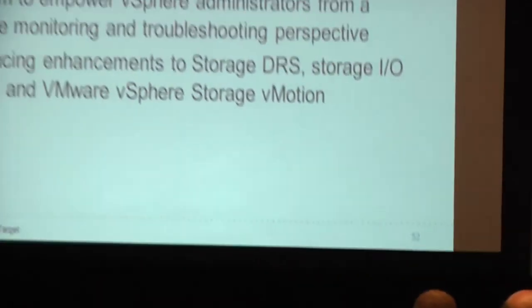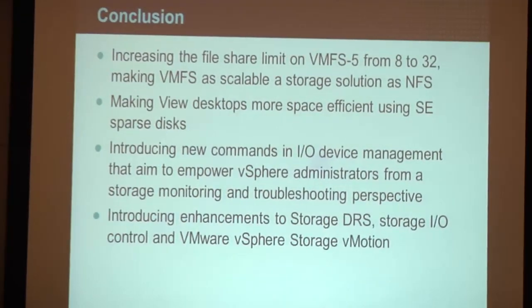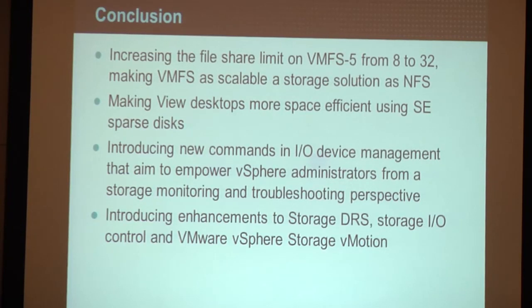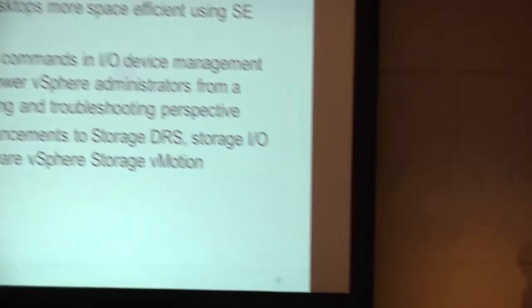So in conclusion, increasing the file share limit on VMFS-5 from 8 to 32, so in View 5.2 you can increase your cluster size to 32, making View desktops much more efficient using SE Sparse disks, new I/O commands, and introducing Storage DRS and Storage I/O Control enhancements. Using these features, you can control the two big problems I mentioned at the start of the talk, which are your early bird syndrome and your noisy neighbor syndrome. So it is an excellent way to guarantee your user experience.